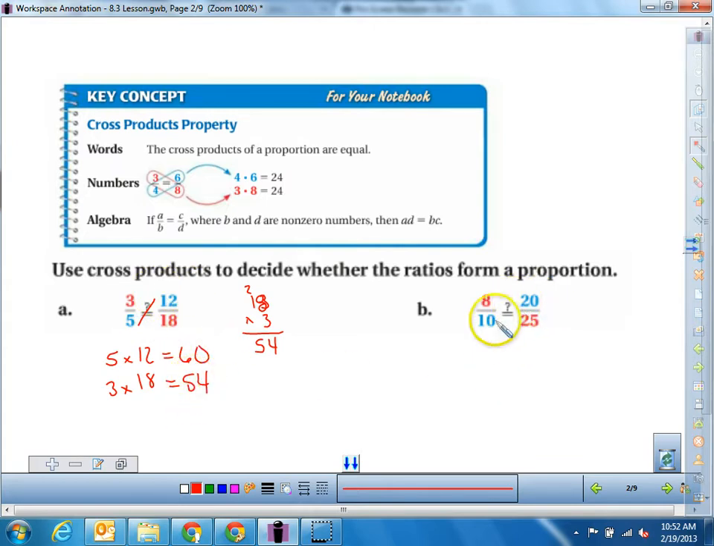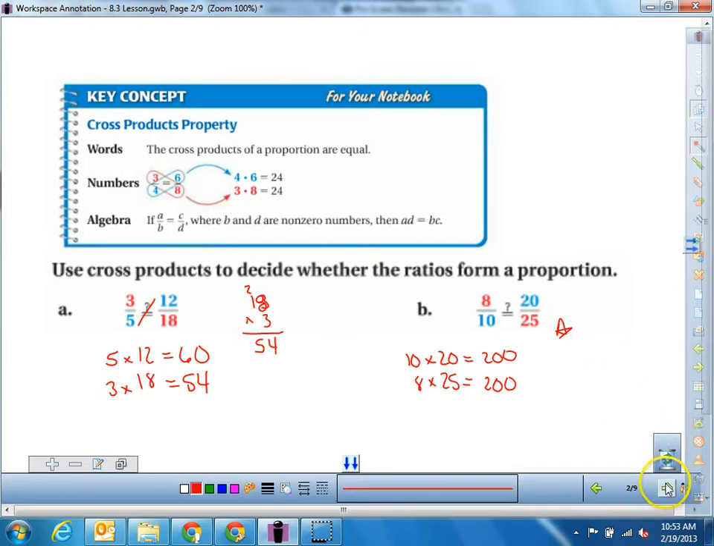Let's try this one out. What happens when we take 10 times 20? 10 times 20 equals 200. Hopefully you realize that. And 8 times 25, I always think of 25 in quarters. So how much do I have if I have 8 quarters? I have $2. So 8 times 25 is 200. 200 is equal to 200. This one is in fact a proportion.